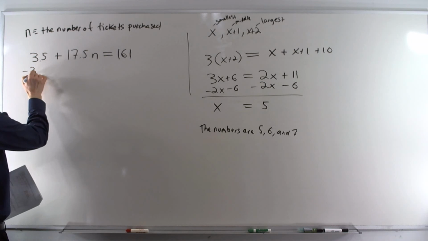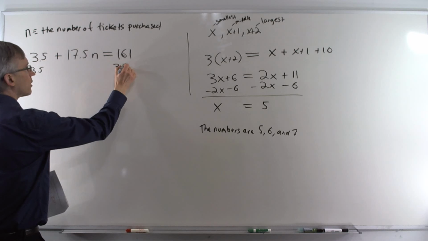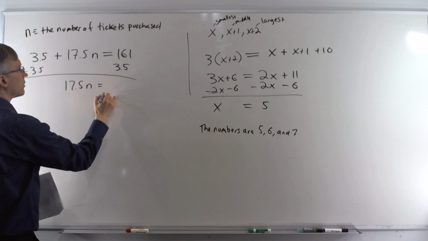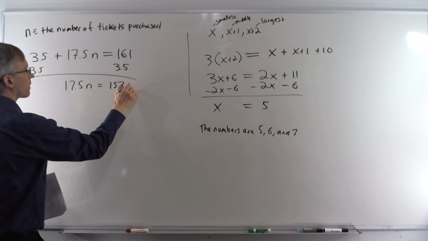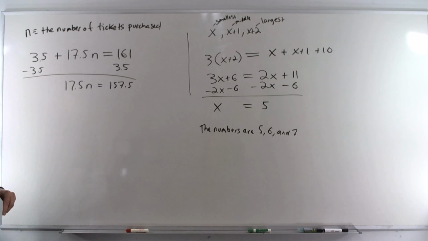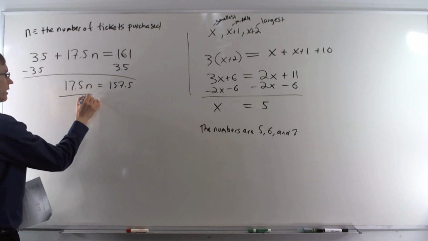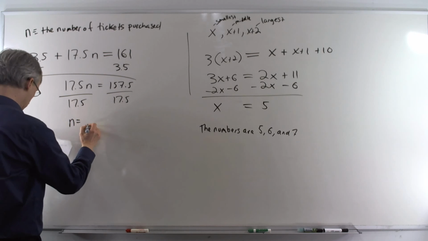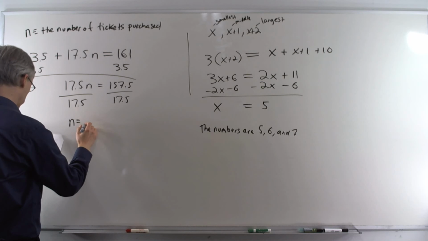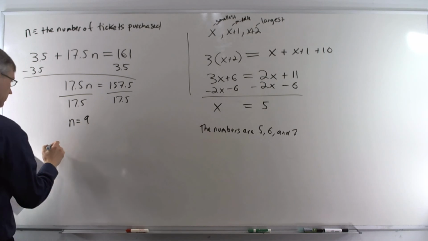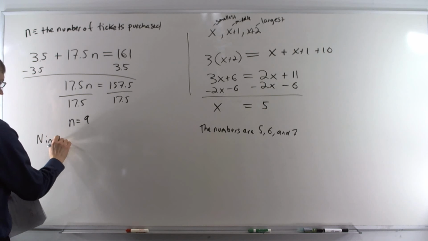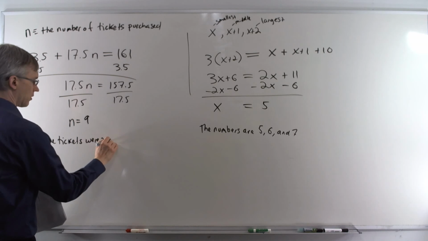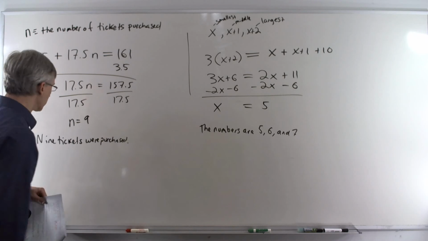We'll start by subtracting 3.5 from each side. We got 157.5 on the right. Now we'll divide by 17.5. And n equals 9. Nine tickets were purchased.